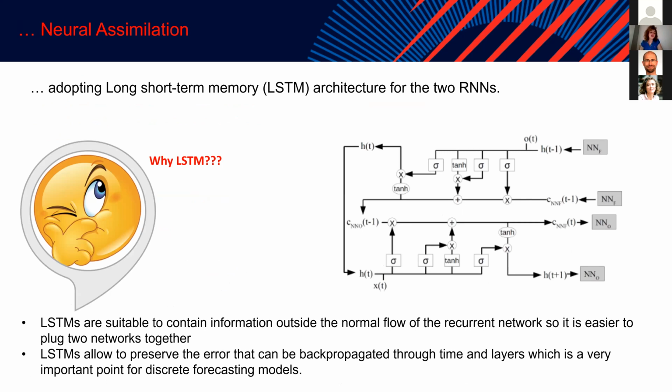To implement that, we used LSTM. So probably you were asking why LSTM all the time. Since the beginning, LSTM, long short-term memory network, is very powerful because it is very accurate when you try to learn time series. As we work a lot with time series, for us, LSTM is one of the best models. And also because they are very easy to couple. So this is the reason why we use that.